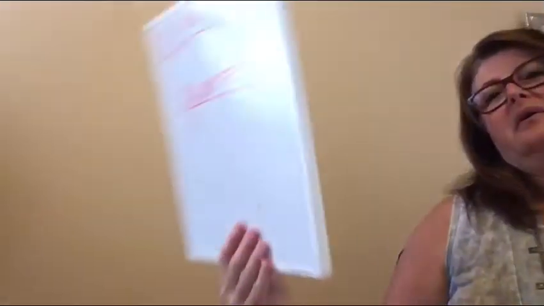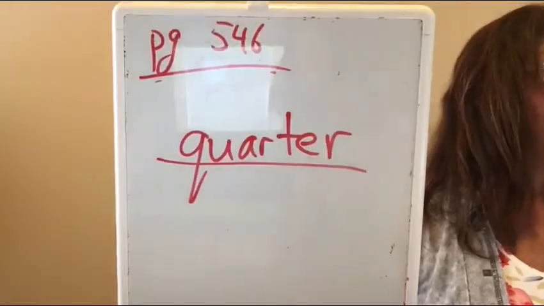Number 4. Fill in the blank. Use a word from the word list. A 25-cent coin is called a what? Which coin is a 25-cent coin? And the answer is a quarter.